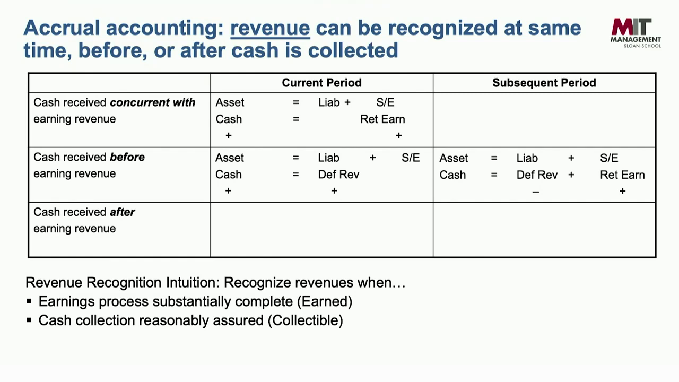Now, the final situation is we could get cash after earning revenue. And again, we've seen this as an example with Peters. So we sell somebody something, we've done the work, so the earnings process is complete. We know that we're going to collect cash from this customer, so we get revenue, we recognize retained earnings, but they give us an accounts receivable, so we're not getting cash revenue, we're getting credit revenue. And then in a subsequent period, they're going to get rid of that accounts receivable and pay us our cash.